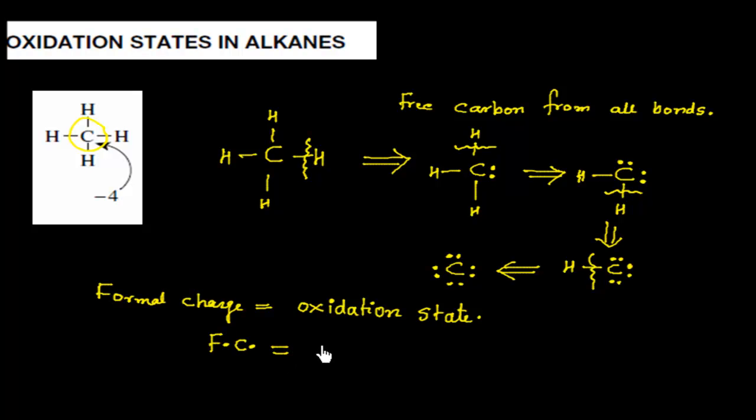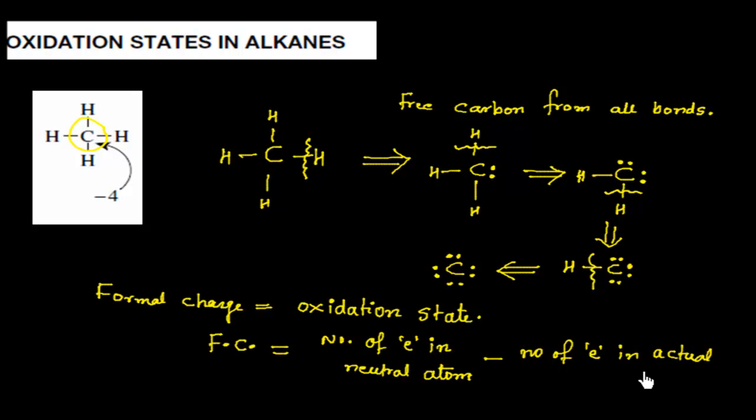We have a formula for formal charge. This is equal to the number of electrons in the neutral atom minus the number of electrons in actual, that is the actual number of electrons. So in this case, carbon has 4 electrons in the neutral atom, and actually it has 8 electrons, so 4 minus 8, so this has minus 4 formal charge, and this is the same as oxidation state. So in this case, carbon has an oxidation state of minus 4.